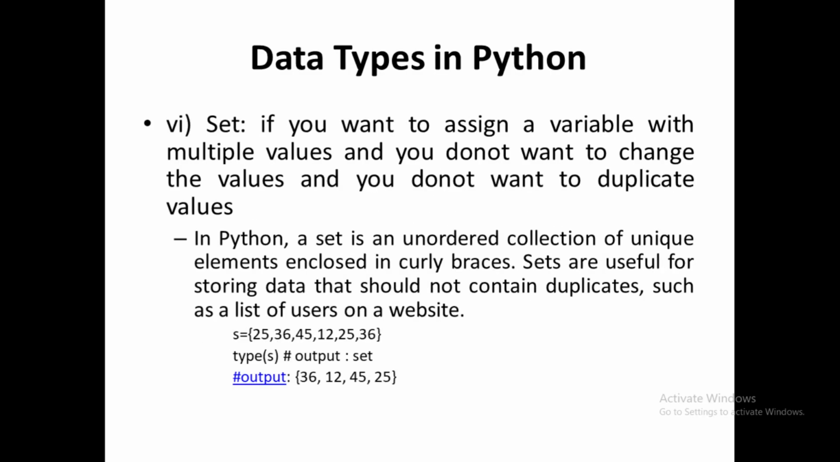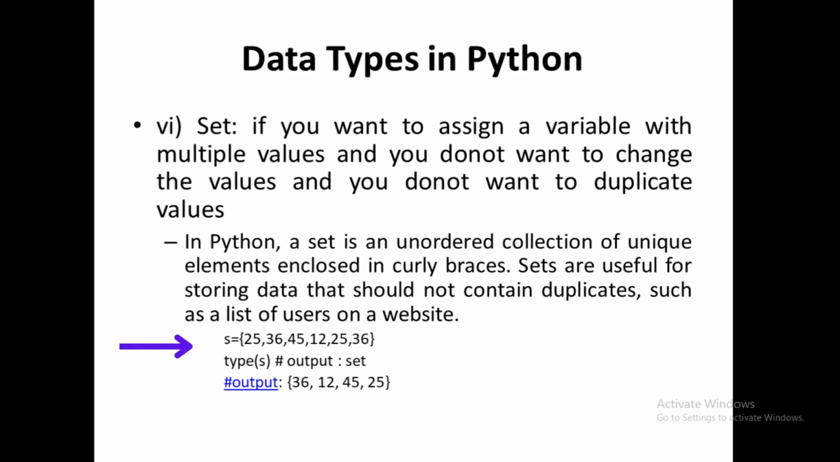Next one is set. Set we will be defining inside curly braces. If you want to assign a variable with multiple values, and you do not want to change the values, and you do not want duplicate values, then it is a set. Sets are useful to store data that should not contain duplicates, such as a list of users on a website, which will not have duplicate values, so we will store that as a set.